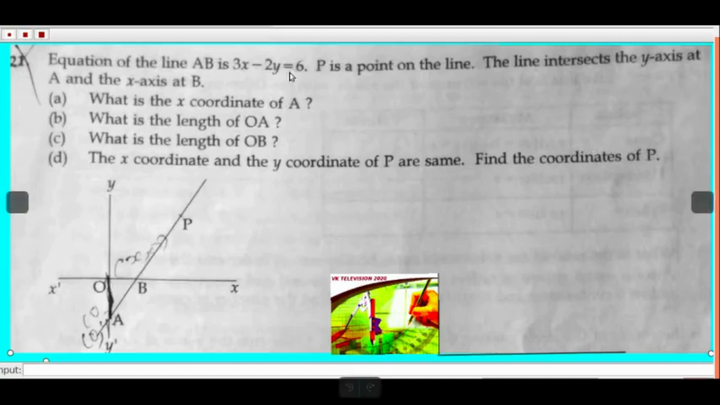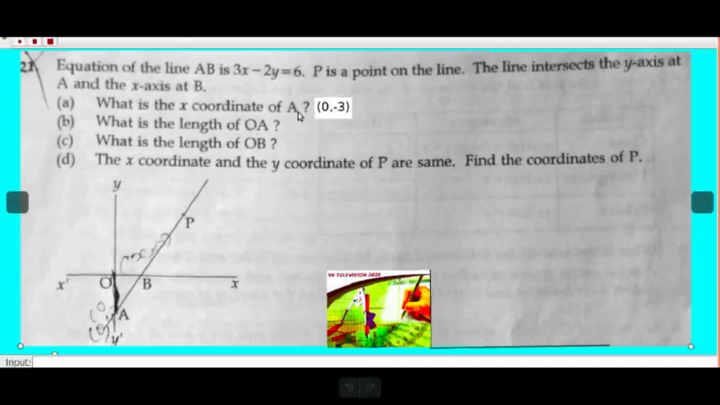First question: what is the x-coordinate of A? We know that for any point on the y-axis, the first coordinate is 0. So the answer is 0. Replacing x by 0, 3 into 0 is 0, minus 2y is equal to 6. After simplifying we obtain y is equal to minus 3. So this point is (0, minus 3).